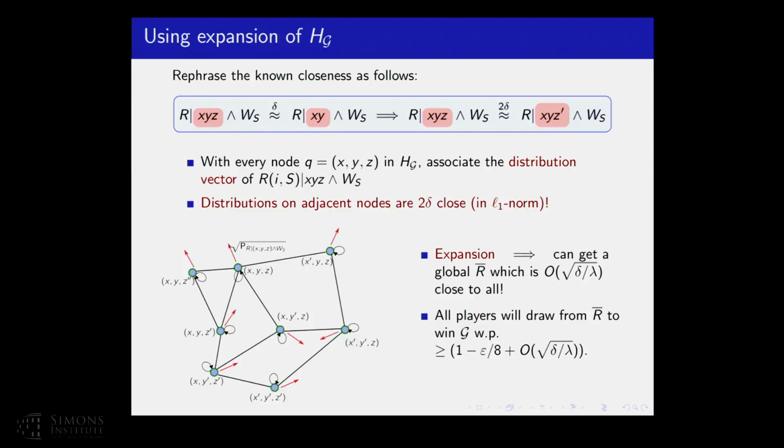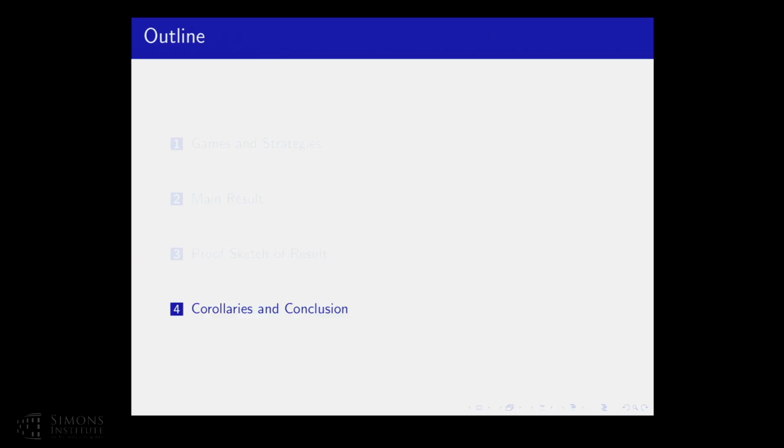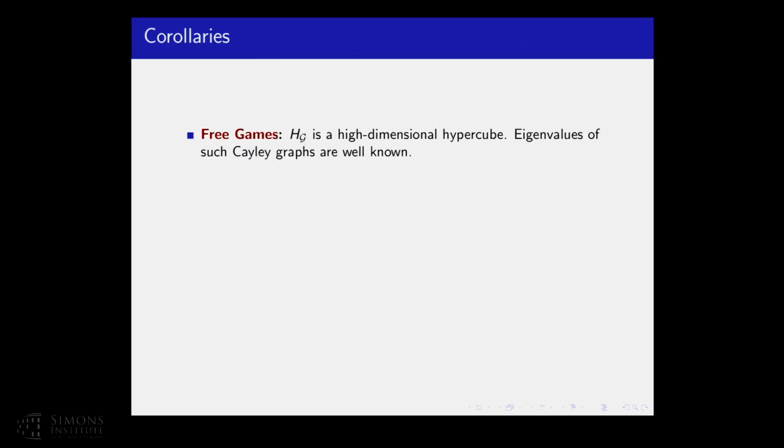So instead of, the goal was to sample from one of these, but now they can just sample from this global distribution and not lose much. And so they will win the game G with probability 1 minus epsilon over 8 plus the error loss, which looks like square root delta over lambda. And since the delta setting was small enough, this still is greater than 1 minus epsilon, giving us the desired contradiction. So this is just the basic idea of the proof. There are some more details that need to be taken care of, but not very much more.